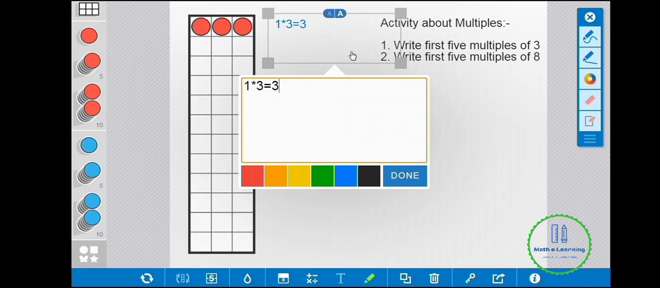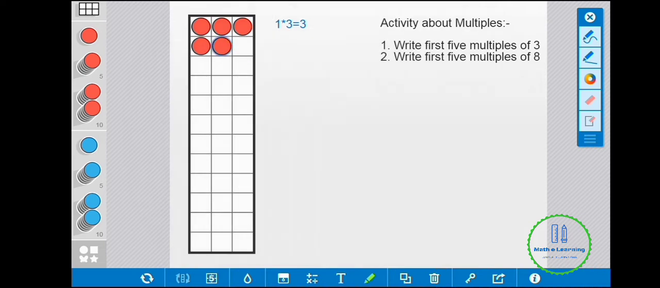And now we fill the second row also. And now here we have total filled rows are 2 and columns are 3. So we will write in multiplication form 2 multiplied by 3 is equal to 6.